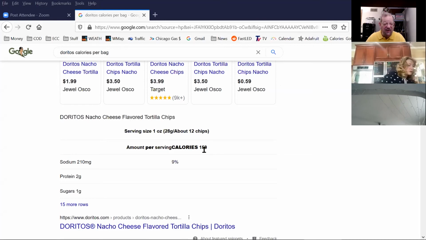But anyways, how did they do that? Well, they measured just like we did. By dividing your calories by the weight, you can get how many per gram. And if you multiplied it times 28, you'd see if this number was right if we did Dorito chips.